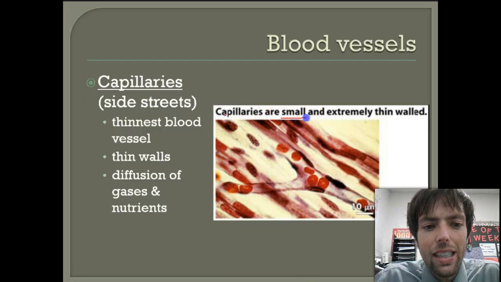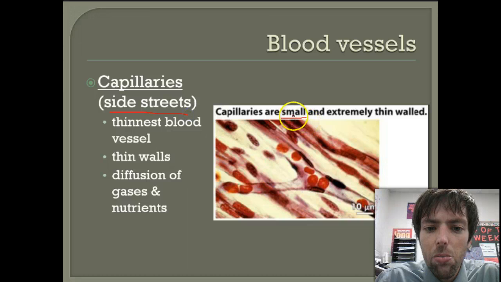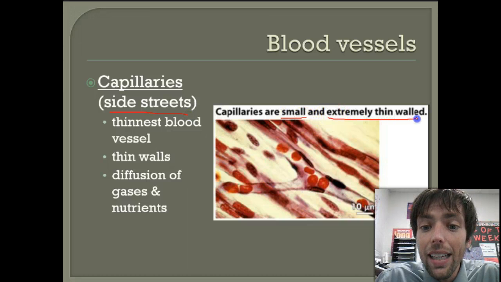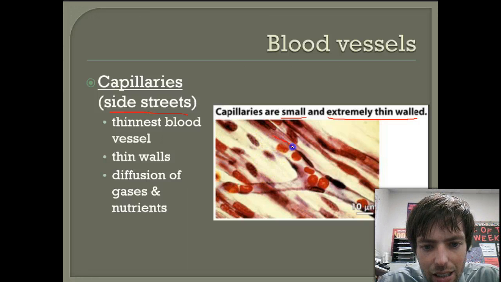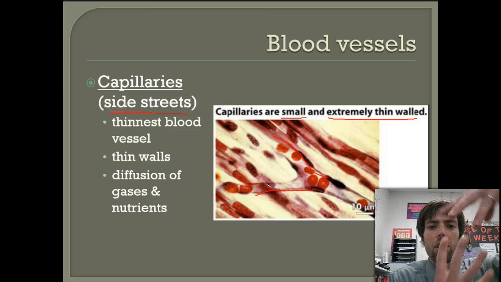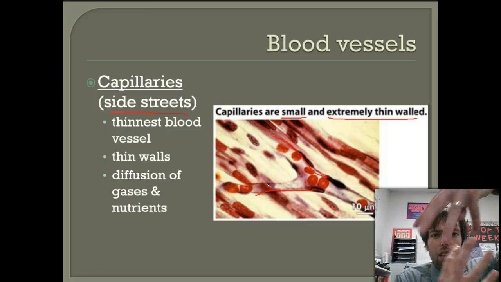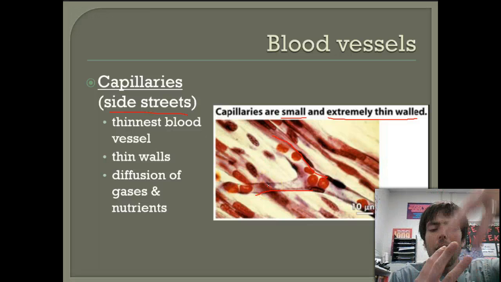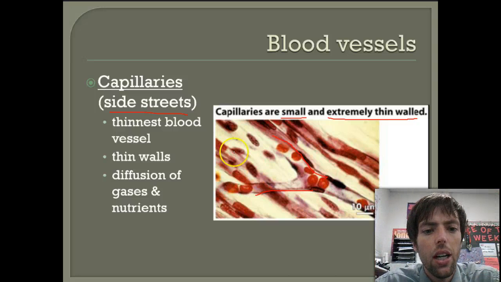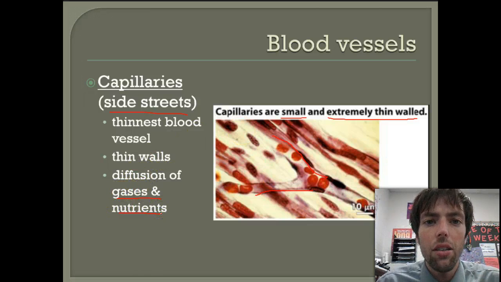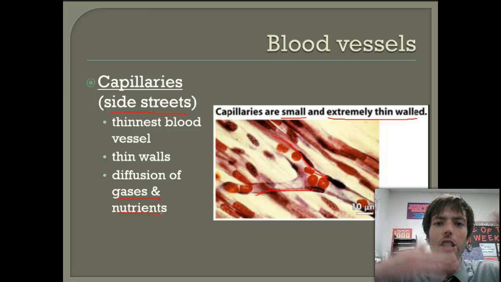Now, capillaries are like side streets, okay? They're really small, they're extremely thin, and they're made of just single cells. I mean, you can't see in here because they're so skinny, but the walls are so skinny that, remember the cell membrane and the dancing layers of fats? Well, these capillaries are so skinny that stuff can just shoom, shoot through the capillaries. And so this is where gases and nutrients leave your cells and leave the capillaries, and they switch places.